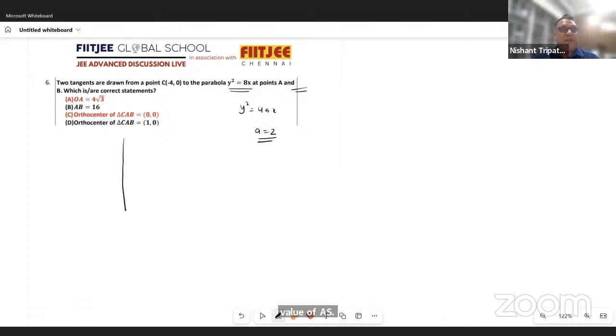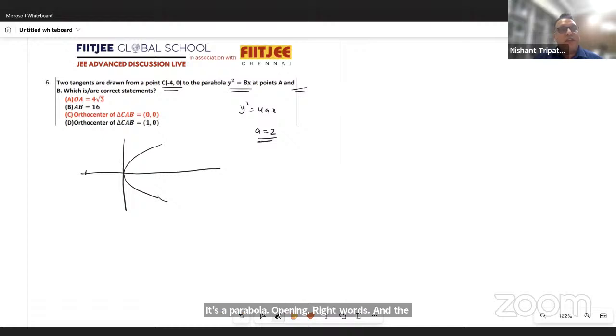Now, if you look at this situation, it's a parabola opening rightwards, and the point C, minus 4 comma 0, is on the x-axis. If you draw two tangents, they will be touching the parabola at two symmetrical points. If one of the points is at square, parametric is always the best choice: (at², 2at). The other point will be (at², -2at).